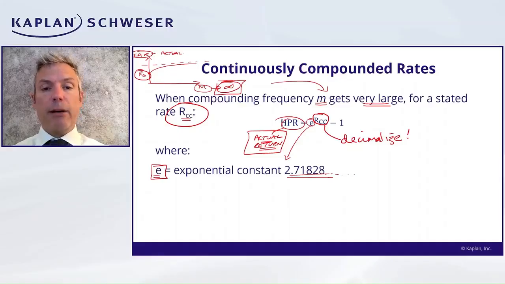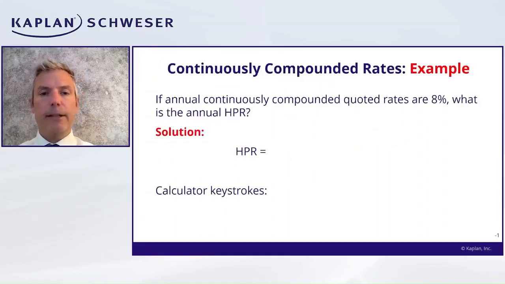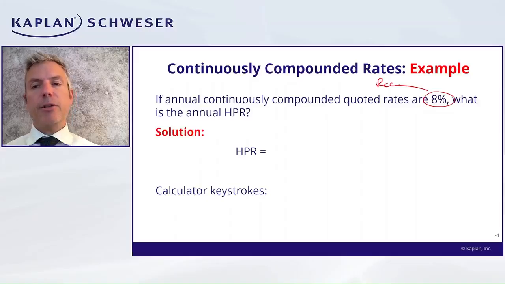And then you subtract 1 and you'll get back to what you actually earn in the period. So let's apply this, see how we get on here. Let's say that we've got an annual period, periodicity, continuously compounded quoted rates are 8%, so that's RCC. All right, so that's a stated rate just like before.